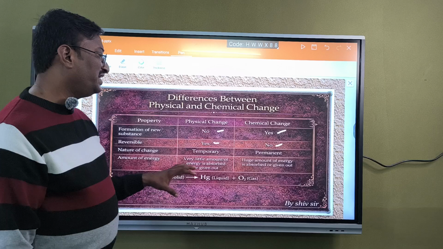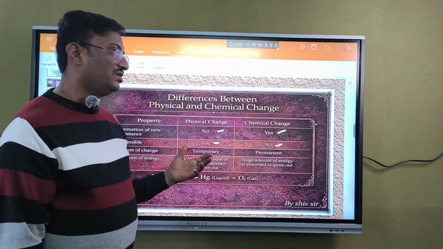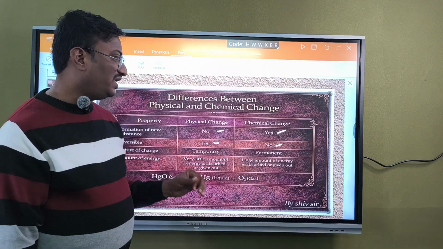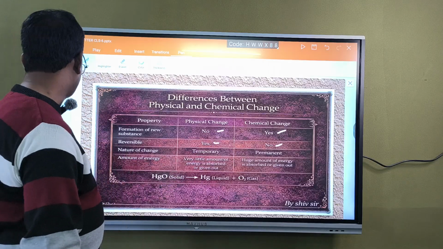Amount of energy: a very little amount of energy is absorbed or released in a physical change. Given out means released. A large amount of energy is absorbed or released in the case of chemical change.